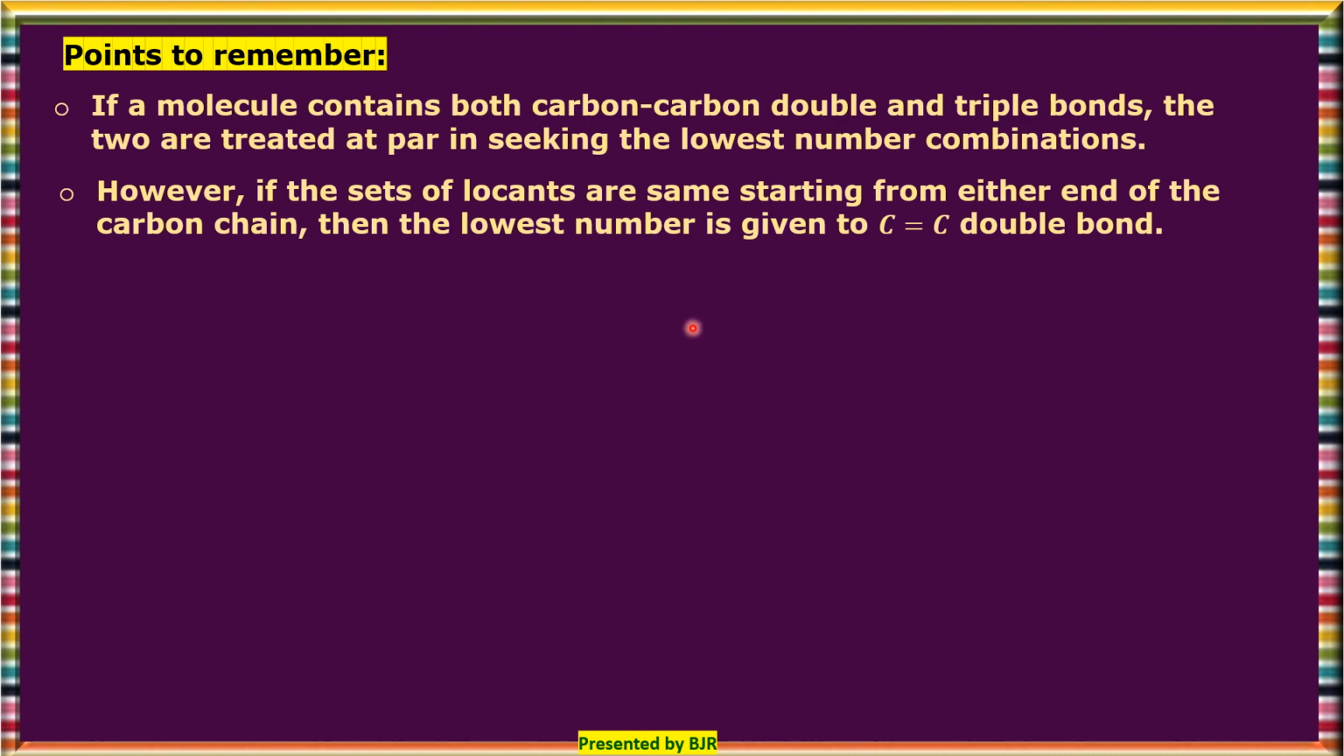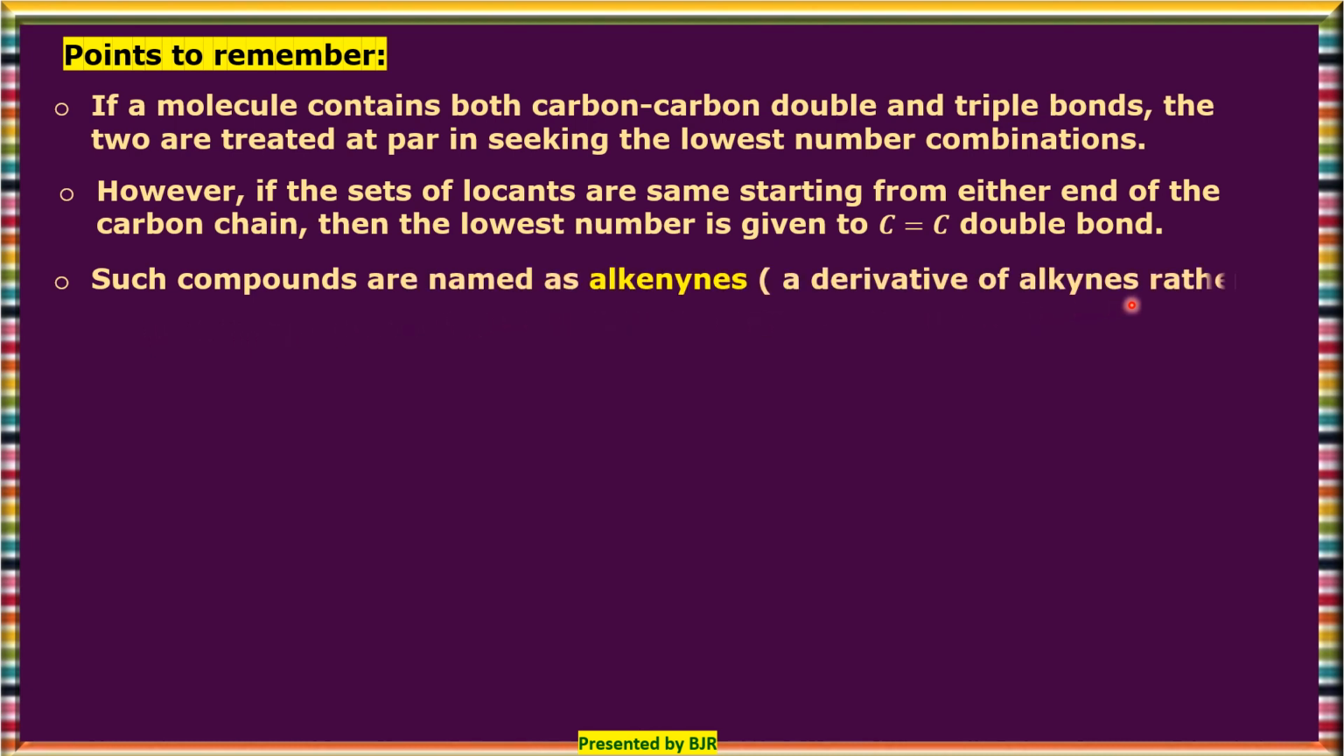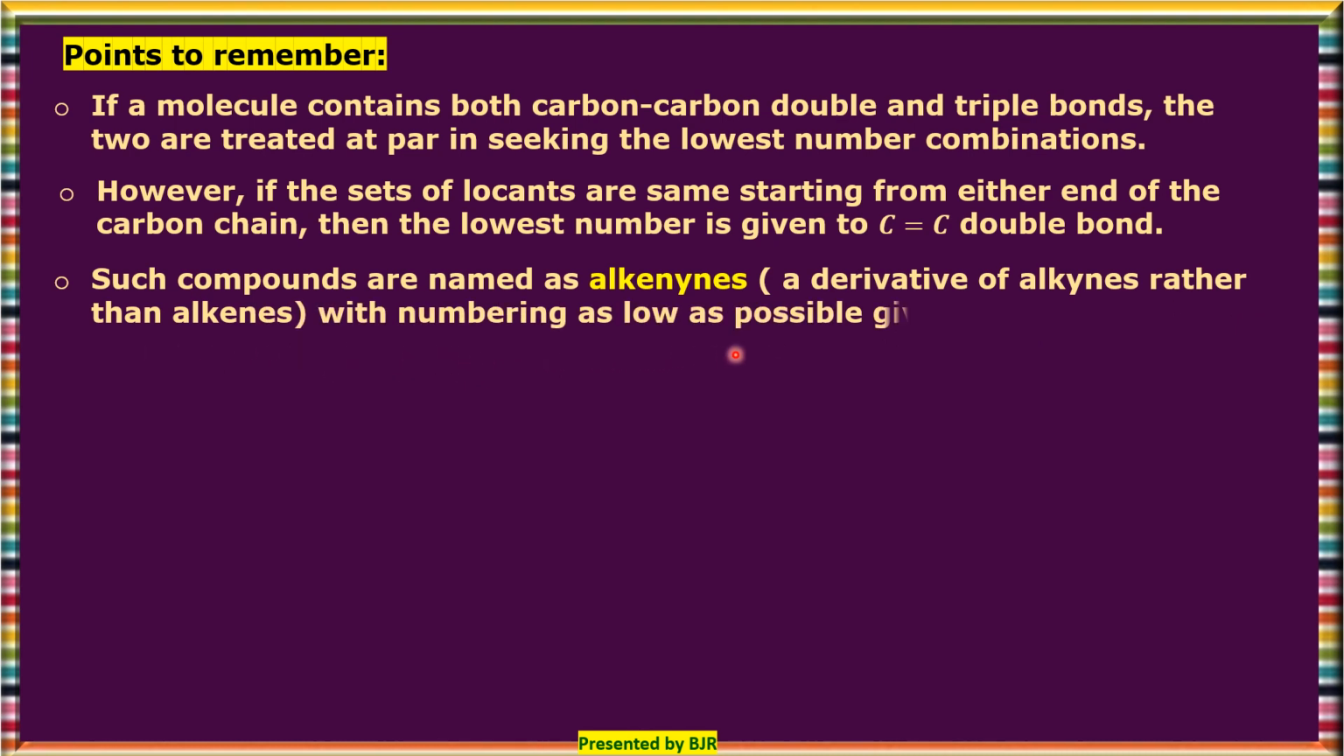And the compounds containing both double and triple bonds are called enynes. Such compounds are named as enynes, a derivative of alkynes rather than alkenes, with numbering as low as possible given to the multiple bonds.